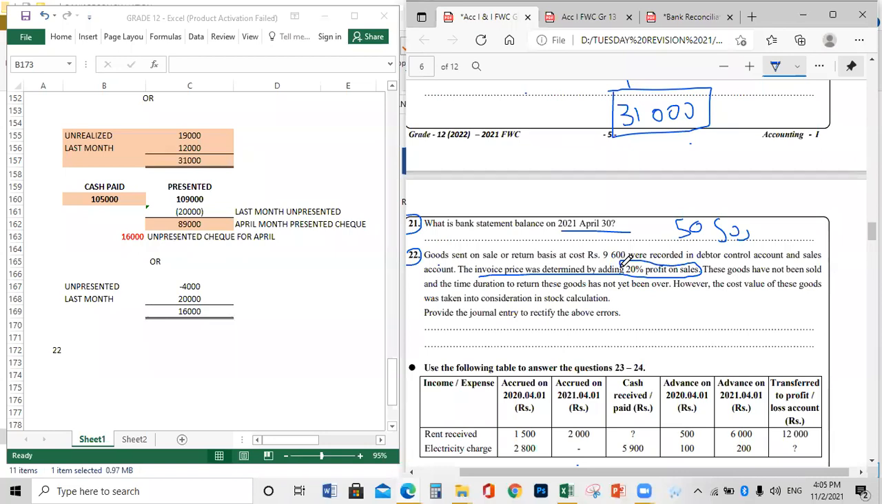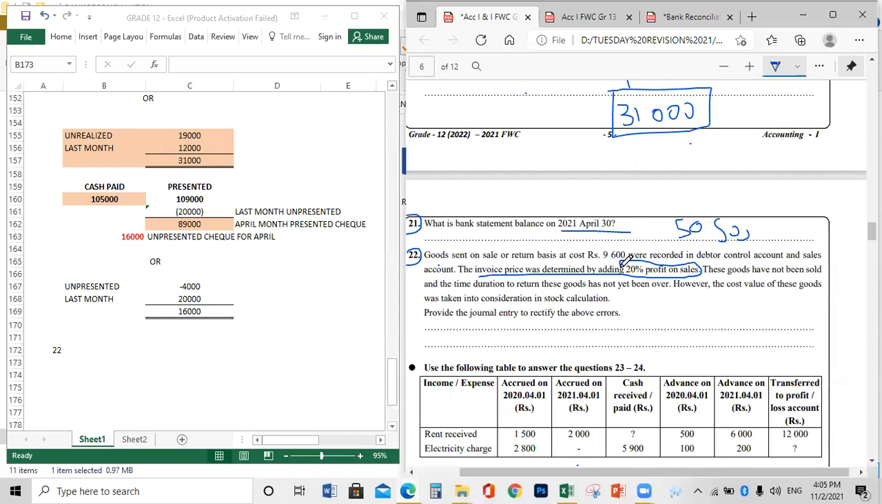So guys, they have sent goods on sale or return basis. Either you have to sell, or if you cannot sell, you have to return it within the time period given, to the manufacturer. Okay. So now see, to the business, they have sent goods on a sale or return basis.